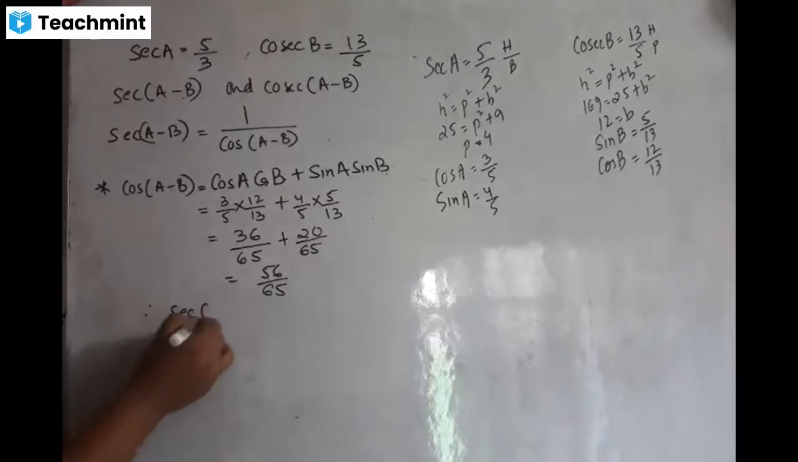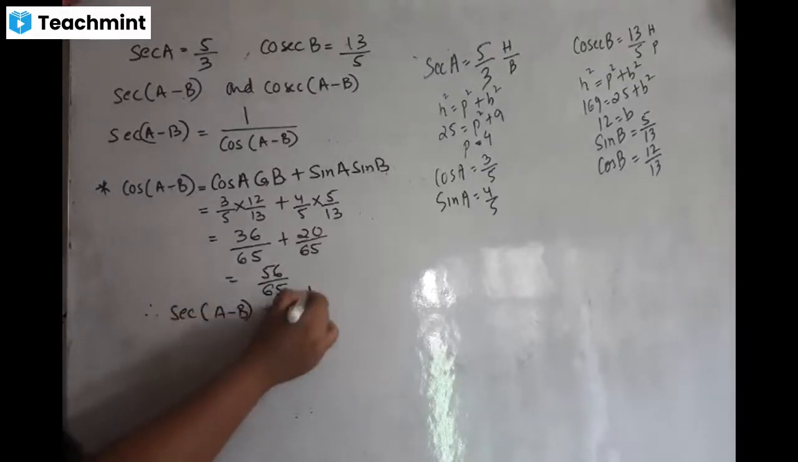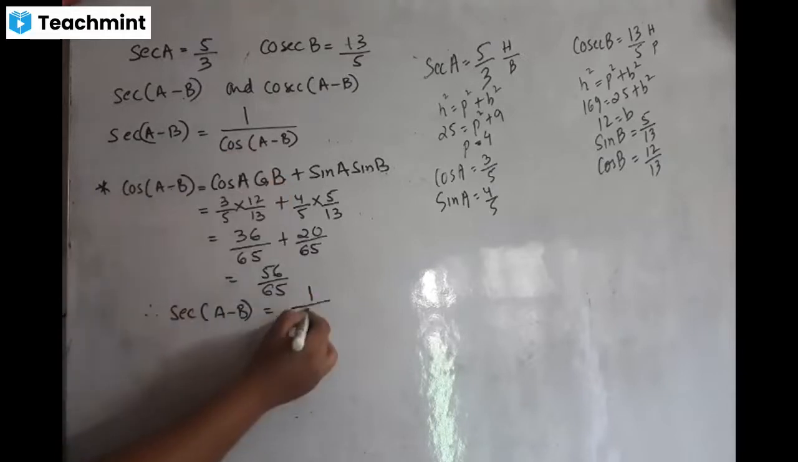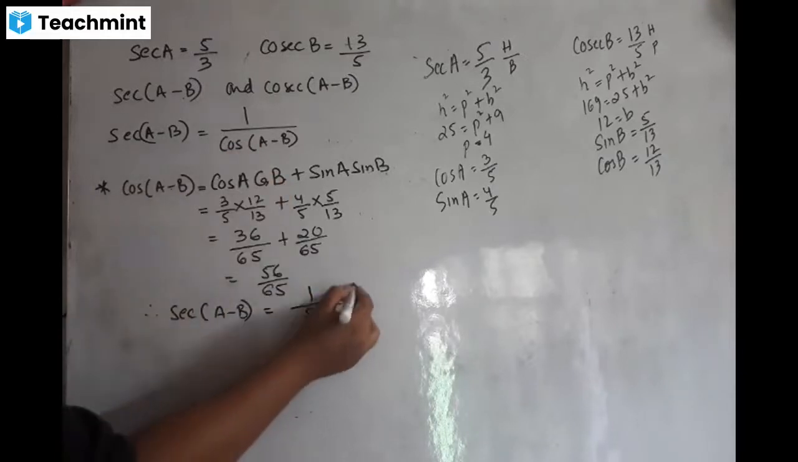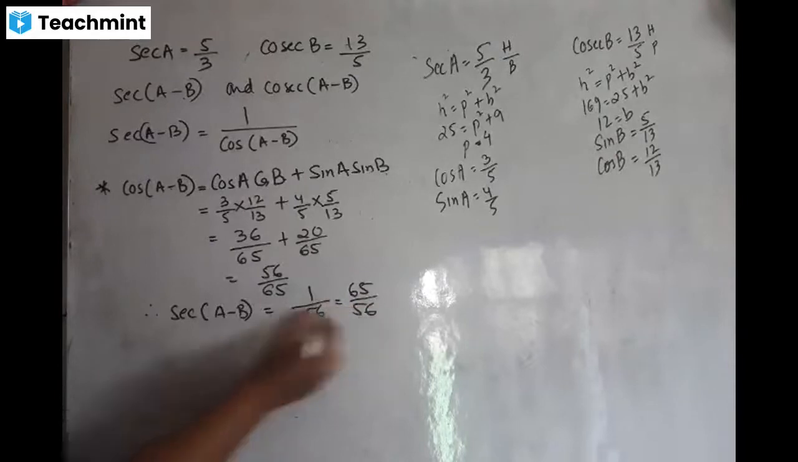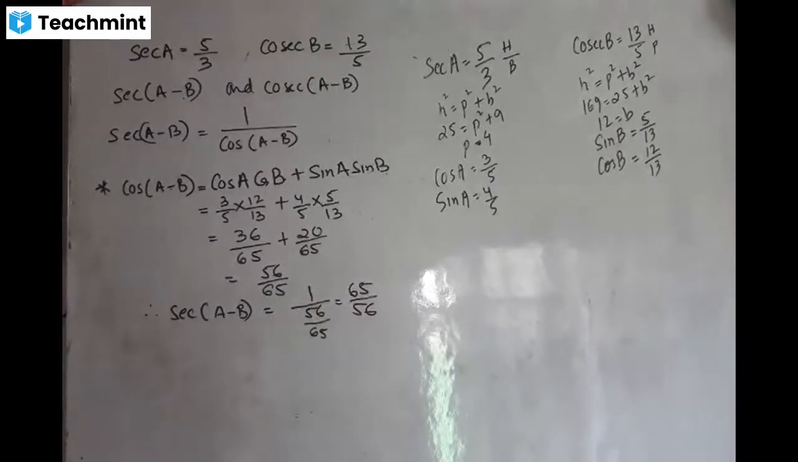Therefore, sec A minus B will be equal to 1 divided by cos A minus B, which is 56 by 65. So 65 goes up, 65 by 56. Answer. This is sec A minus B. In a similar way, you can easily find out cosec A minus B. Okay, just take a screenshot of this. Done.